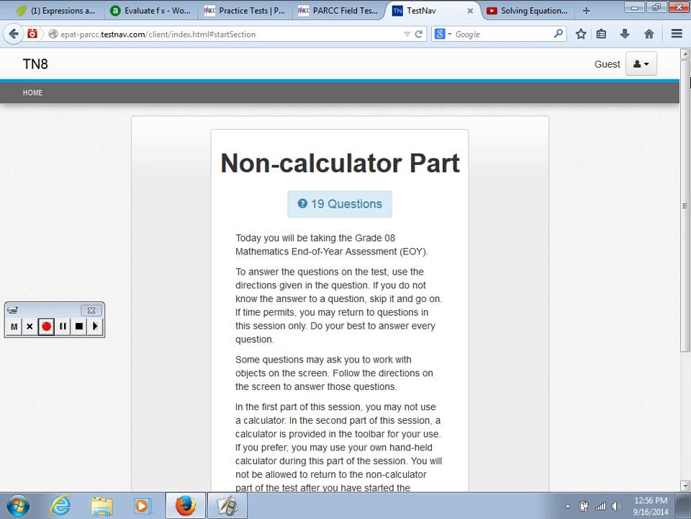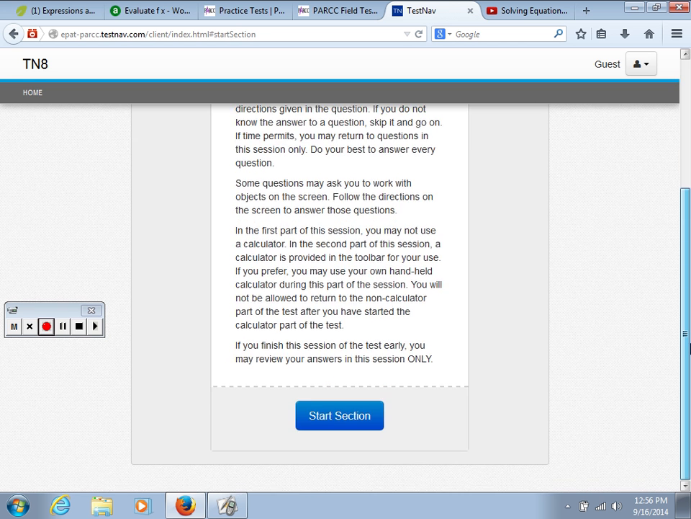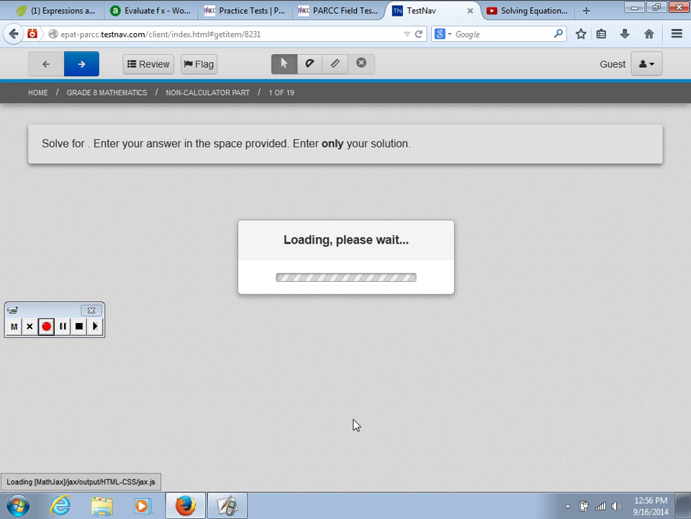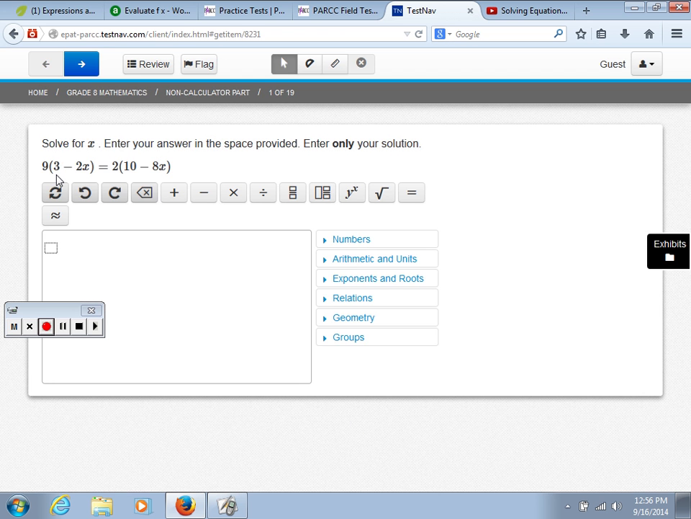And notice this is the non-calculator part. So that means that we cannot use a calculator for these two types of equations. So start section. This is the first problem that they gave us. And this is very similar to a problem that we just worked. And it just wants you to solve for x, enter your answer in the space provided, enter only your solution. So you're not even going to enter in x equals. You would just put in the solution or the answer, the number. So let's say I find that it's 2, then I'd put it in.